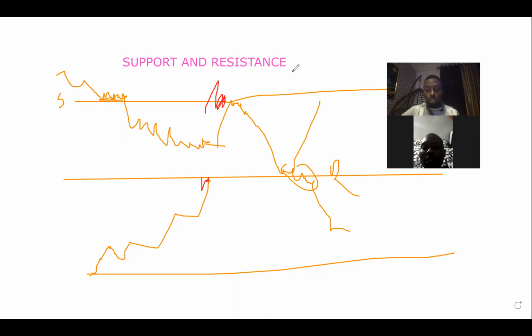But let me say something. So let's put it this way. Support is bullish, then resistance is like bearish. No, no, no, you don't put it that way.